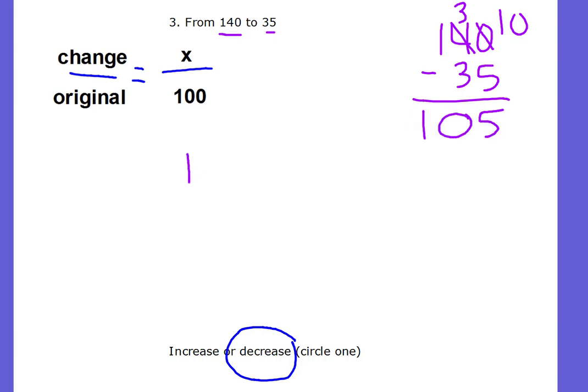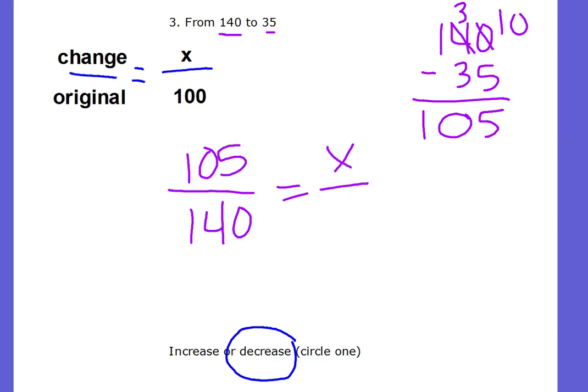$105 should have been your change, so that's my numerator. The denominator will be the original amount. Which one was the original amount, 140 or 35? Since this problem started out from 140, that is the original amount. And then I can finish off my proportion, so I can go ahead and start solving that.